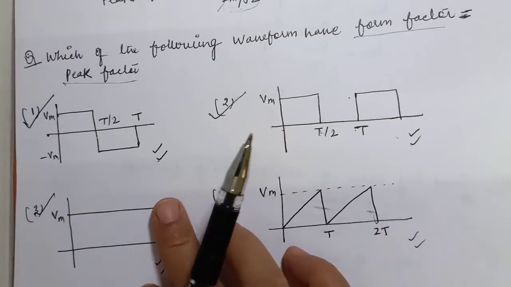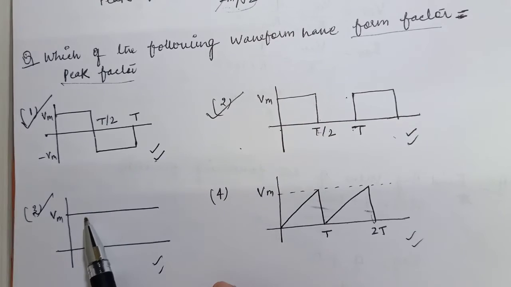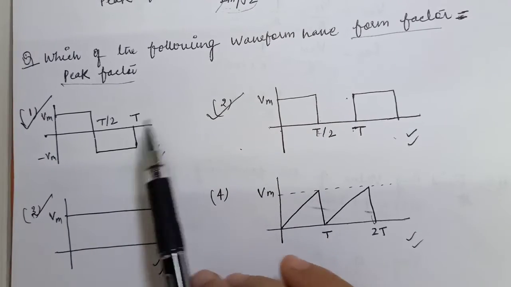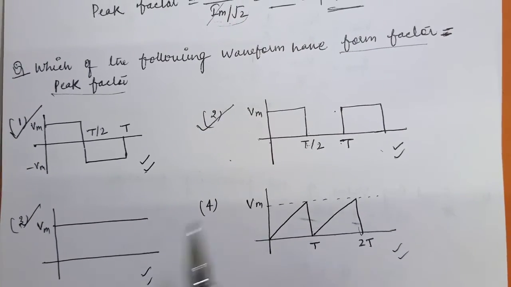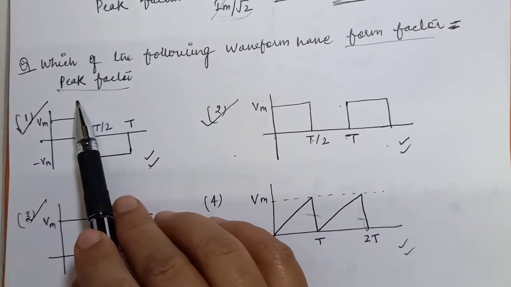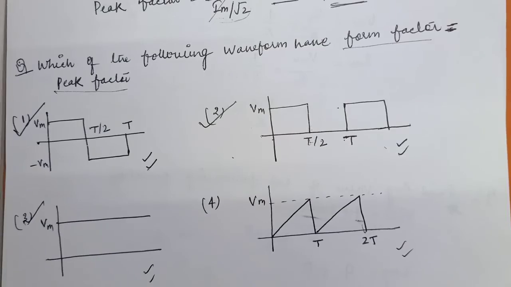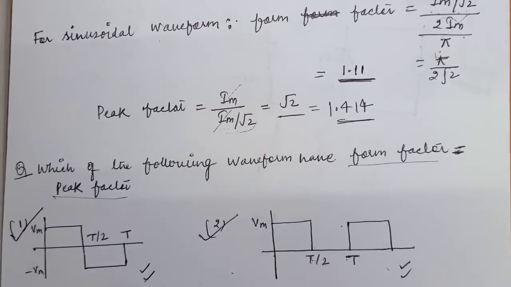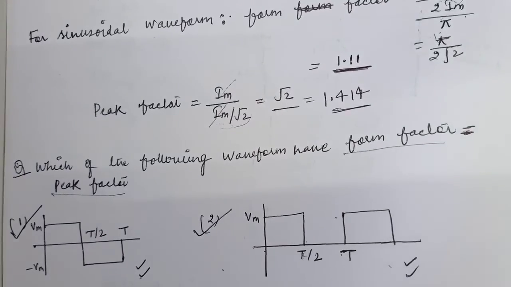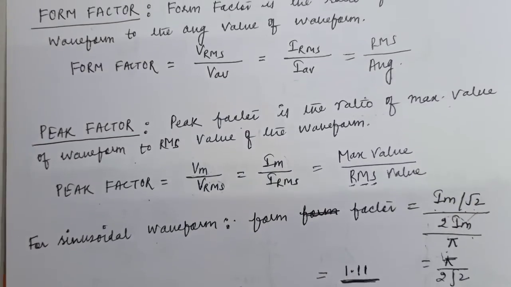This means for this question all these three options are correct. For the unsymmetrical square wave, symmetrical square wave and DC waveforms, the form factor will always be equal to the peak factor. Clear? How to apply the concepts of form factor and peak factor, and what form factor and peak factor are, this was about today's class.